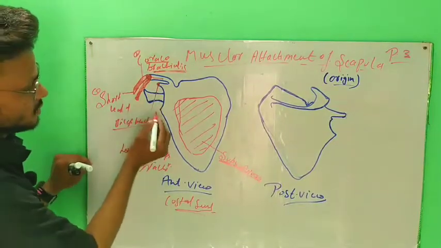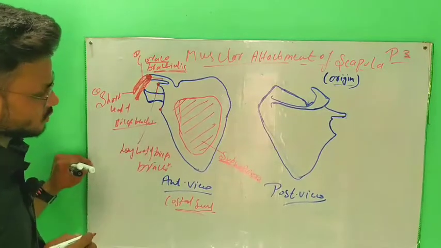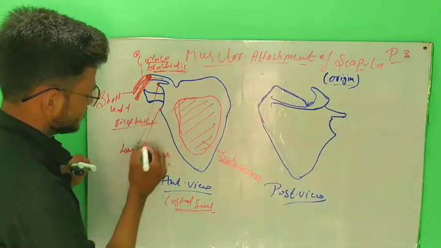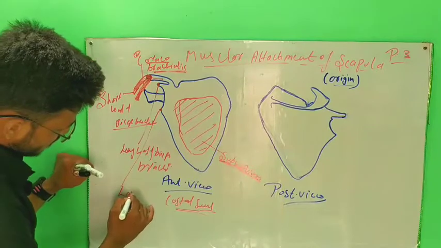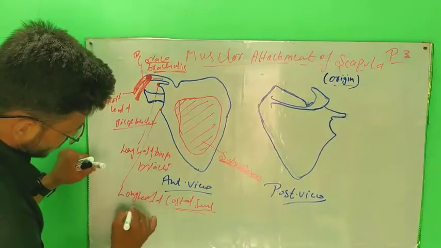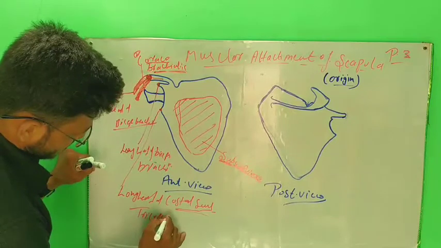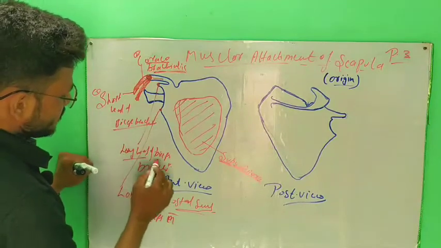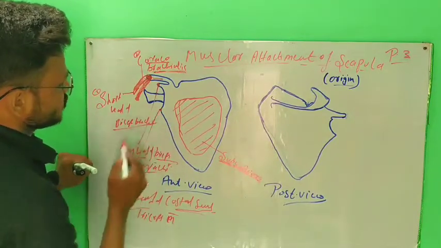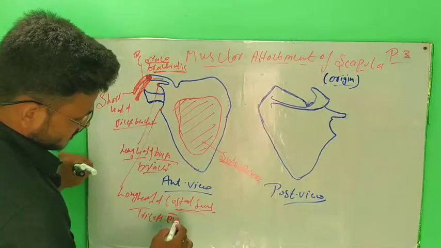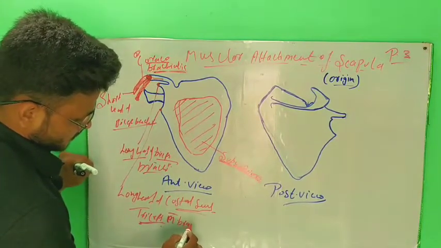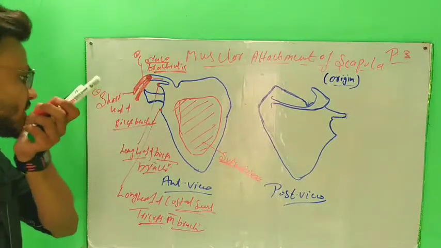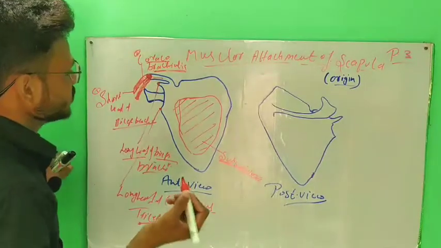From the infraglenoid tubercle one muscle also originates. This muscle is called the long head of the triceps brachii. So from the supraglenoid tubercle, the long head of the biceps brachii, and from the infraglenoid tubercle, the long head of the triceps brachii.